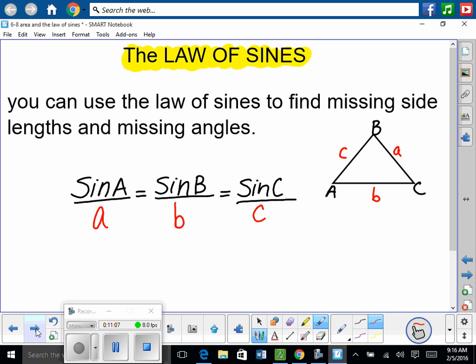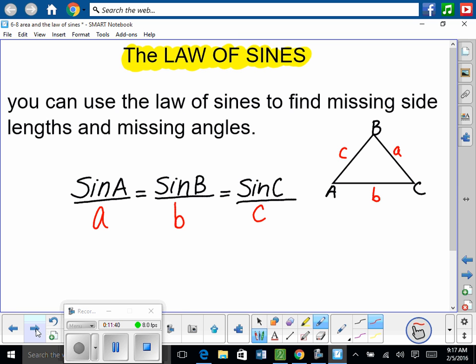So you can use the law of sines to find missing angles and missing side lengths of a triangle. Once again, it's sine of angle A over A equal to sine of angle B divided by B, equal to sine of angle C over C. These ratios will be equal. Now you don't have to use all three. You'll usually just use two of them, because then you'll have an equation you can solve for missing sides.